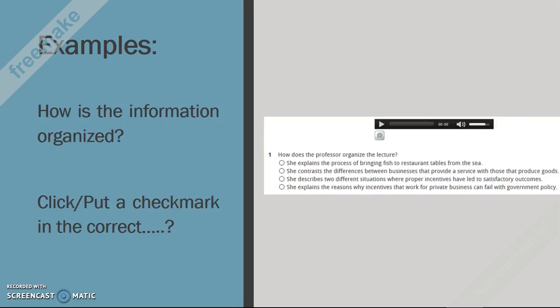Okay? The examples of the questions: how is the information organized? Click or put a check mark in the correct option. Okay? This is the original listening from the TOEFL iBT test. How does the professor organize the lecture? In this case, we have to focus and pay attention to how the information is organized in the lecture. In this case, the lecture is the listening that we are going to listen to in this part.